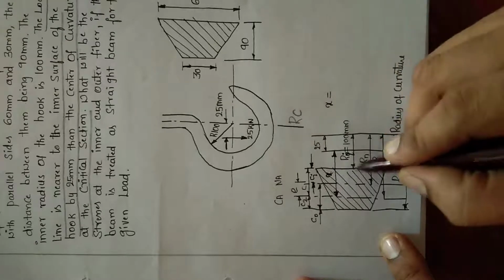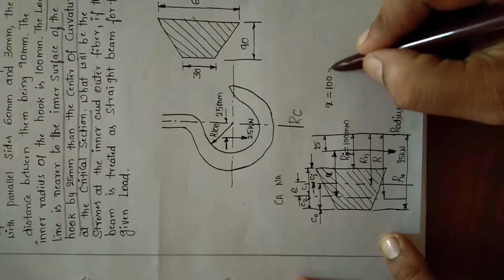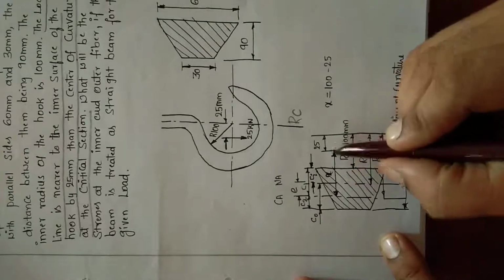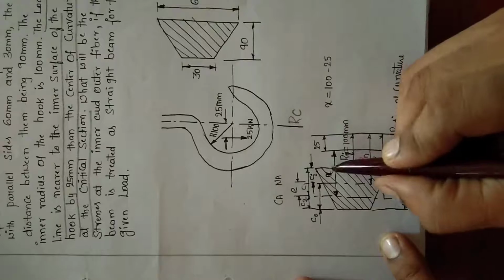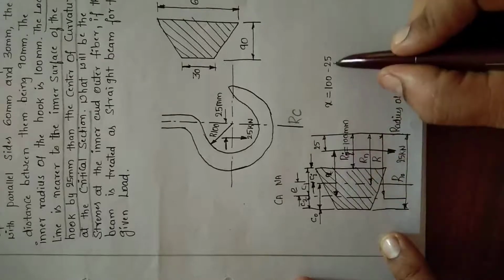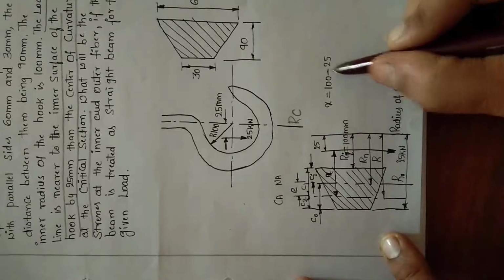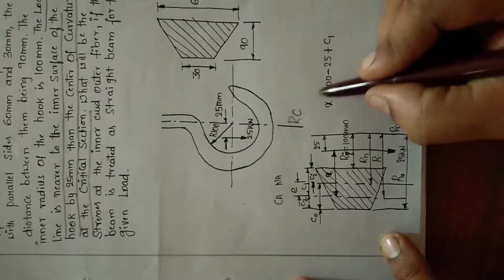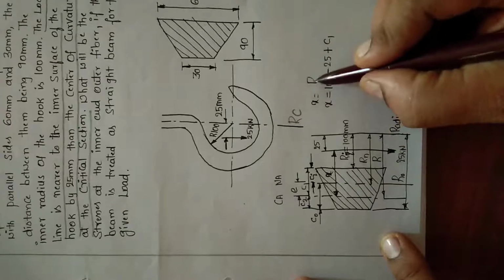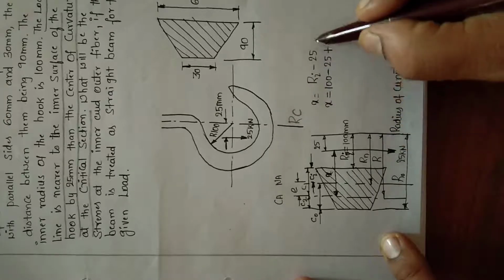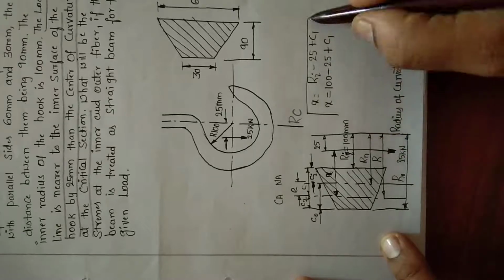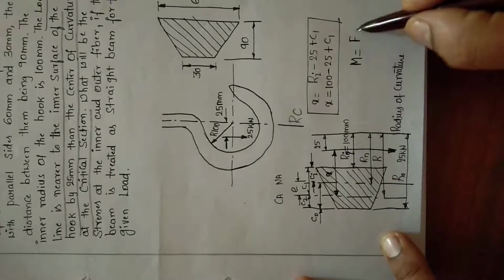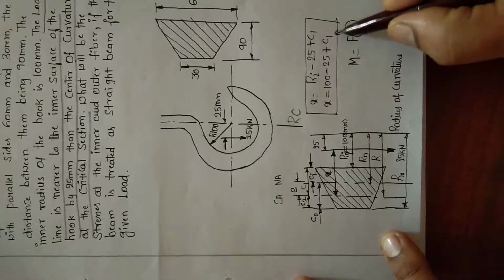So what will be the X distance here? X is equal to 100 minus 25. Am I right? The total is 100, and if I subtract 25, it will be 75 mm. So it is Ri minus 25 plus C1, and I will get X. I am going to find this X from the moment, M is equal to F into X.